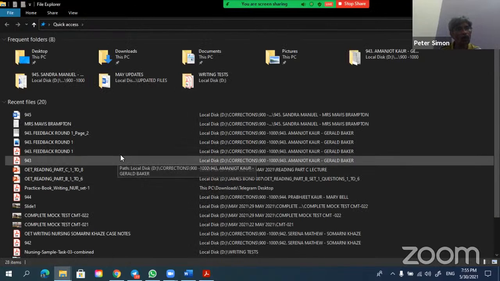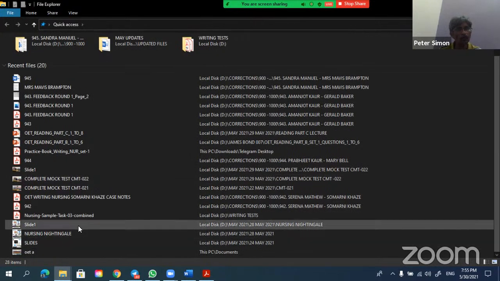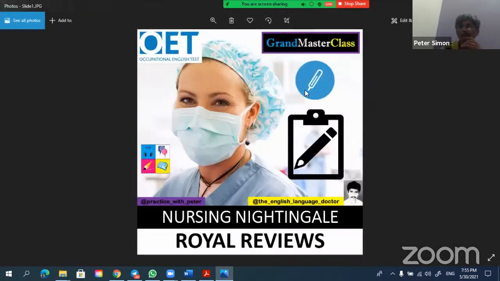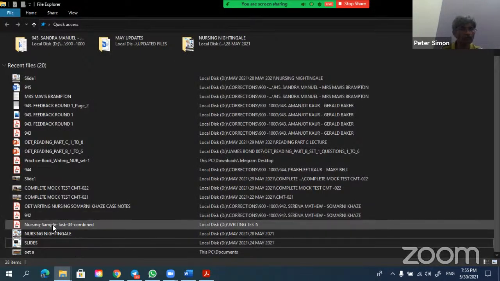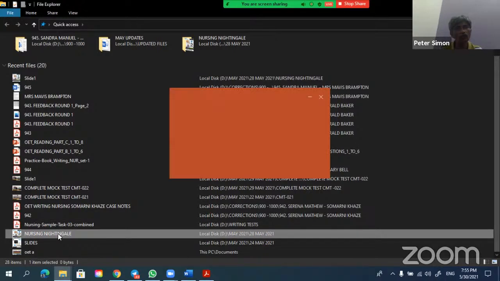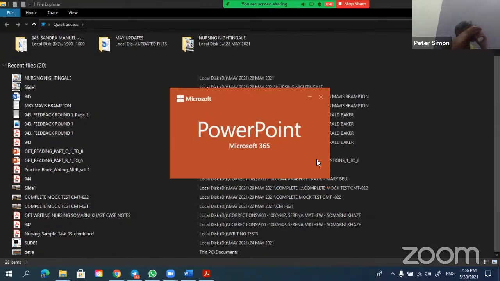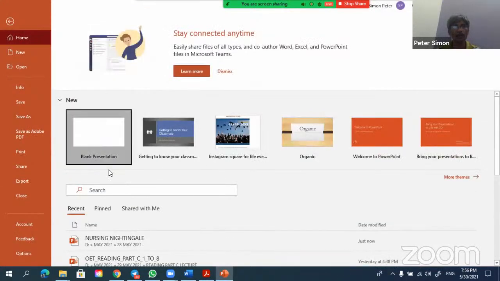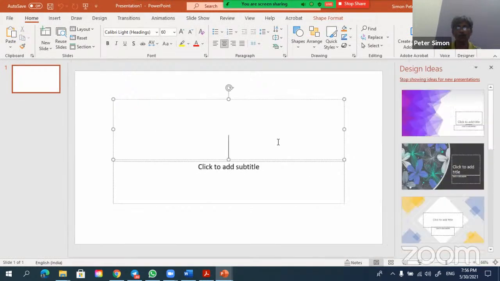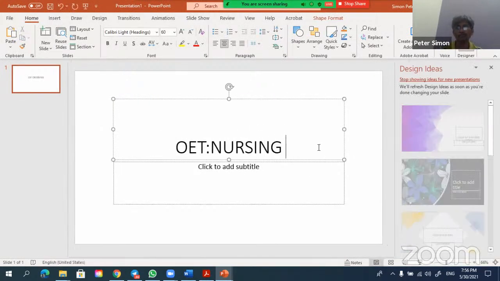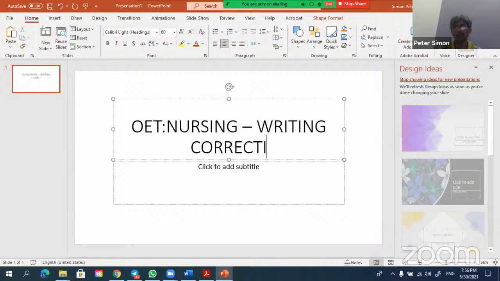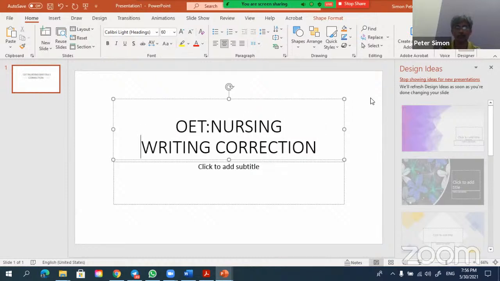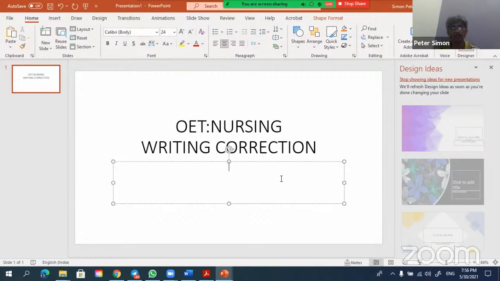File Explorer. Not this one. File blank. OET nursing writing correction. Okay, writing correction. OET nursing writing correction.